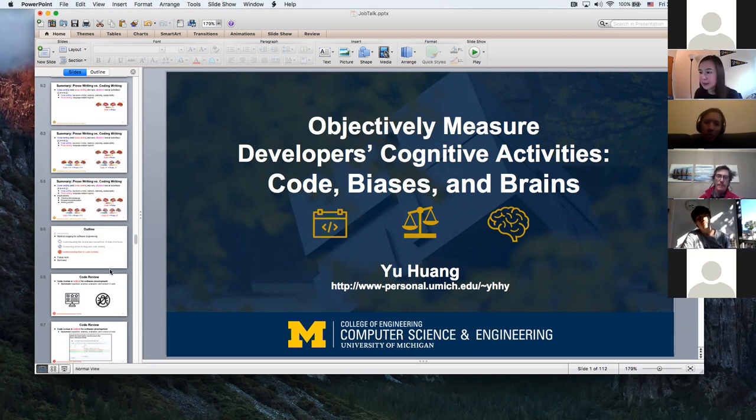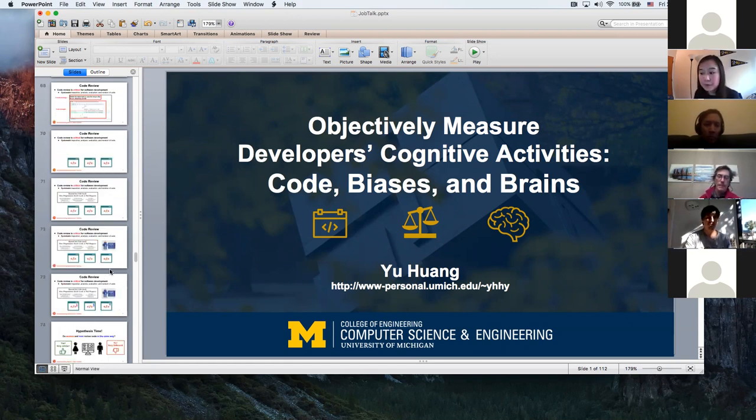And no participants that identified as neither men nor women? In this study, no. But in our code review study, we had one person who identified as they, and I think we finally decided to take out that data and draw conclusions only on women and men.